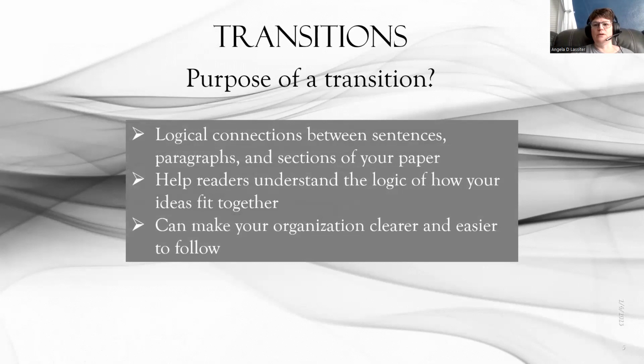So if you're talking about your first paragraph and you're talking about animal cruelty and how that can affect an animal, and then in the next paragraph, you start talking about how animal cruelty can affect humans. You've got to put a bridge in there. You can't go from one topic to the next topic. And yes, they're both about animal cruelty, but you need to explain the logic of how your ideas fit together.